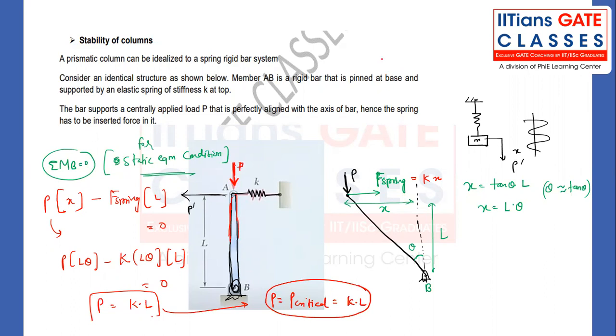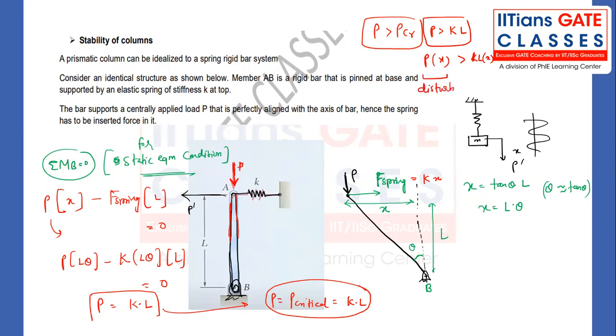You see for yourself, if P is more than P critical, or P is more than KL, try to observe. If P is more than KL, what are you observing, my dear friend? The moment offered by P will be more, because P is more than KL. Then if I multiply with X on both sides, I get P into X, which is the disturbing force, and K into L into X, where KX is the spring force into L. That is the restoring force.